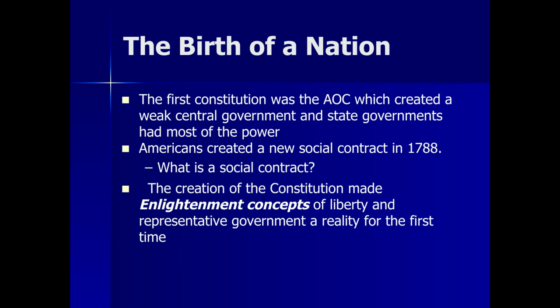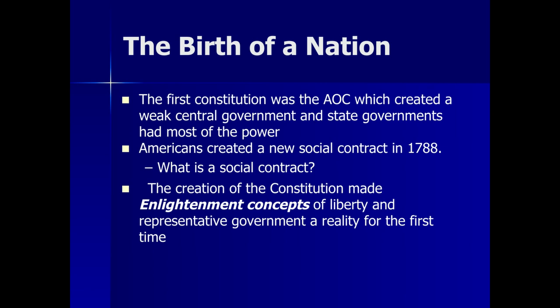Our final section is going to be the birth of a nation. The 13 colonies are now free from Great Britain, and a constitution is going to be written, but this early constitution is going to be called the Articles of Confederation. So when you see that AOC, an acronym, that stands for Articles of Confederation.